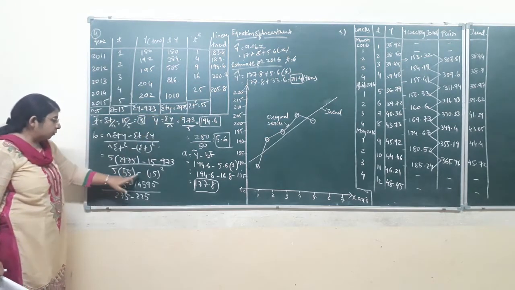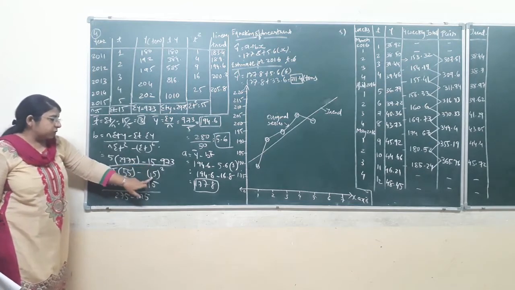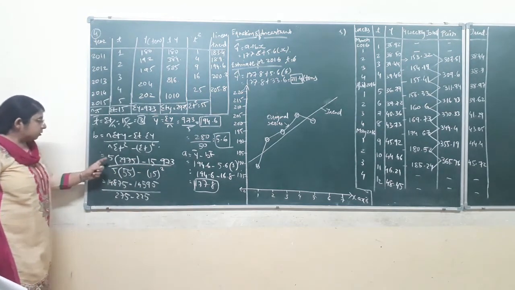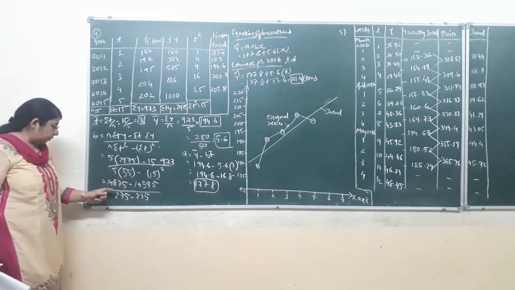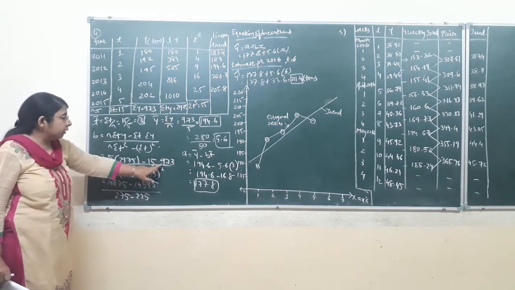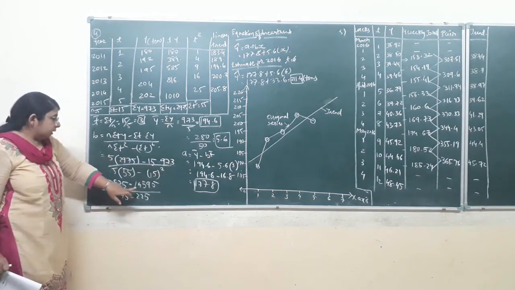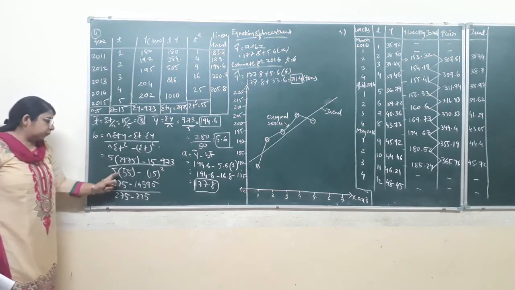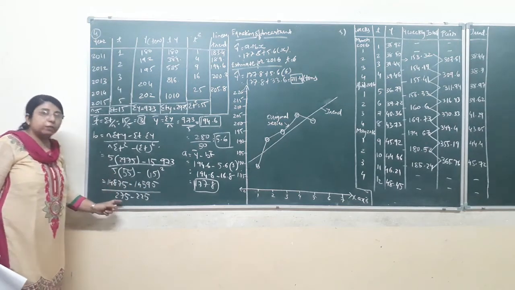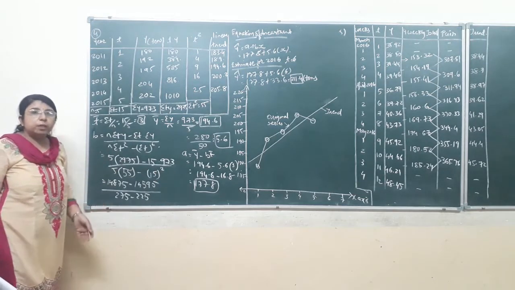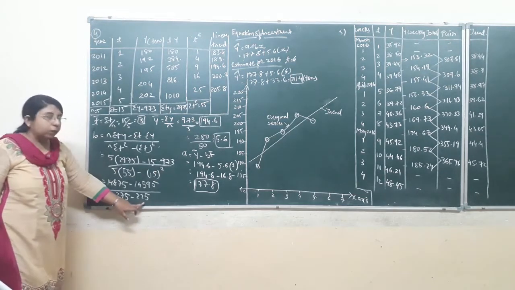So 5 into 55 minus sigma t whole square, sigma t that is 15, so 15 whole square. Now multiplication 5 into 2975, you will get 14,875, and 15 into 973 you will do, then you will get 14,595. In denominator 55 into 5 you will do, you will get 275. 275 minus 15 square, it means 15 into 15, you will get 225.